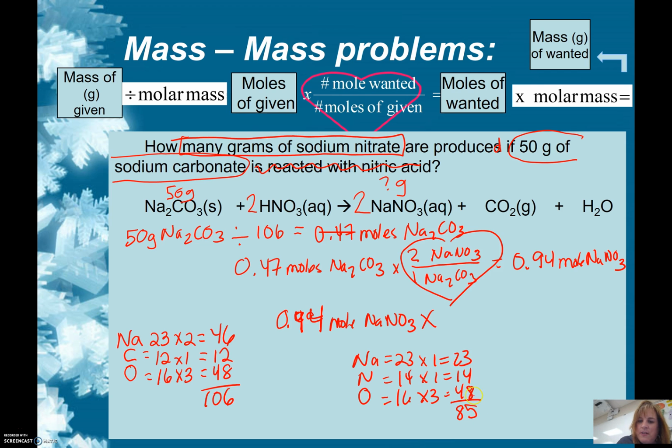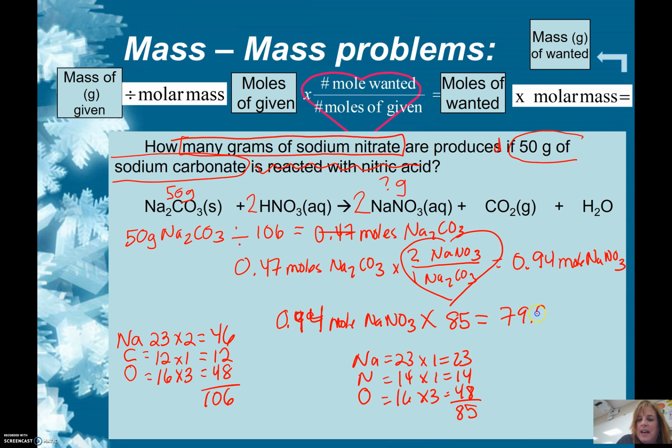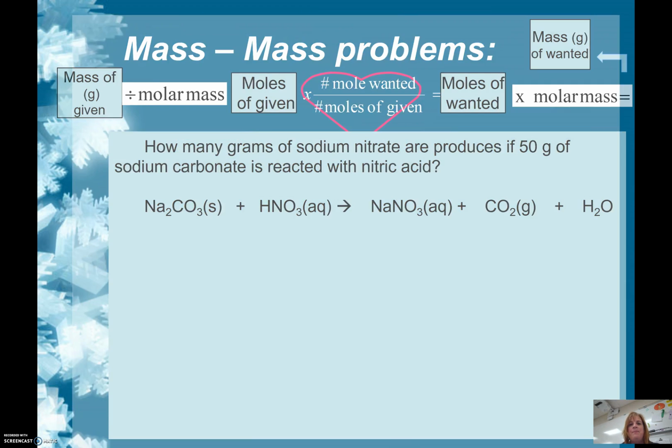Let me check: 85. Yeah, 85. I can do math, not very well sometimes. All right, so we're going to multiply this by 85 grams per mole of sodium nitrate, and we're going to get our final answer of 79.9 grams of sodium nitrate. All right, that's our final answer. So balance your reaction, write down what you have, convert it to moles by dividing by molar mass, multiply by your mole ratio, then multiply by the molar mass of what you're trying to find.